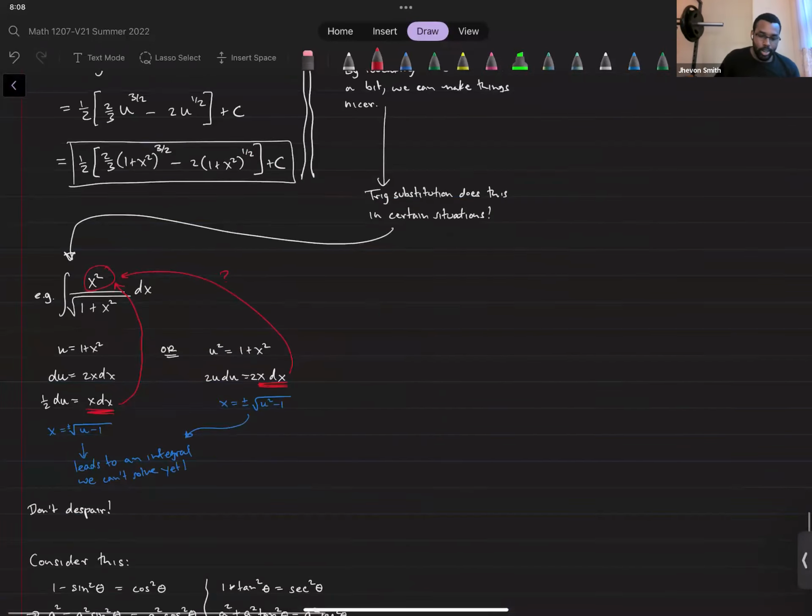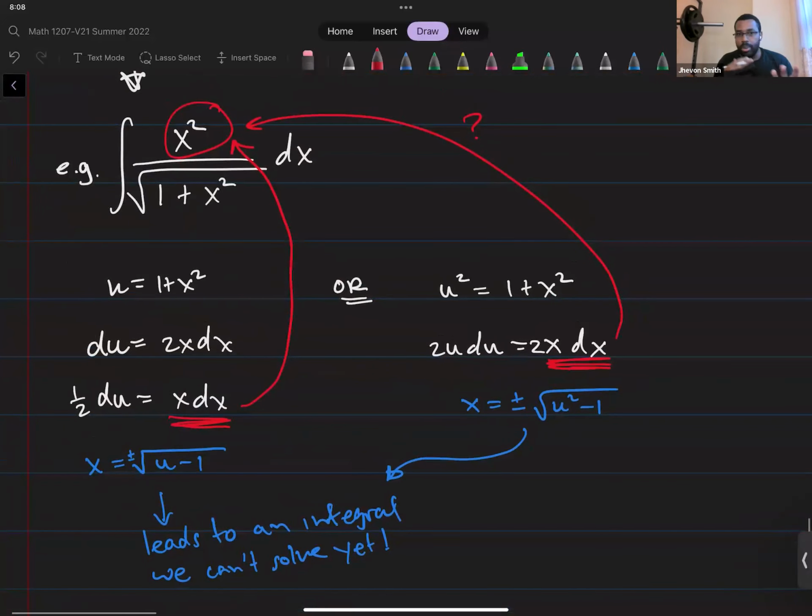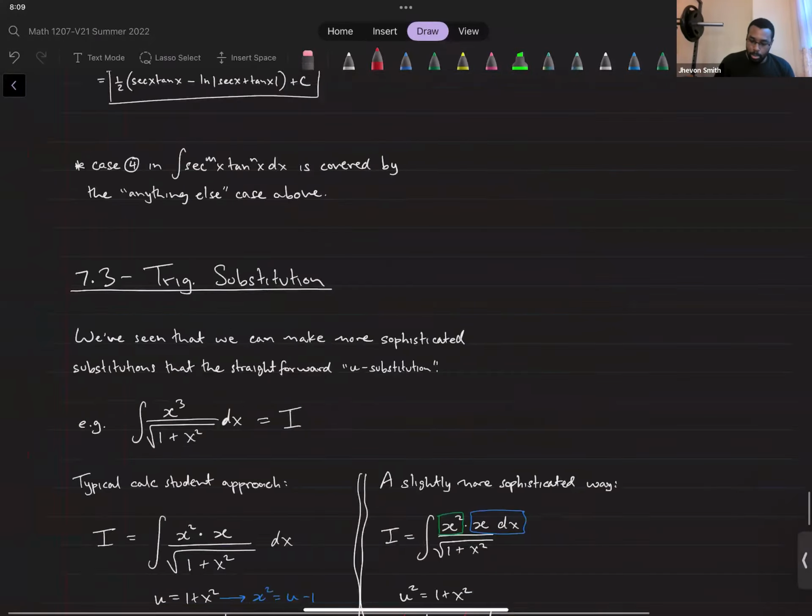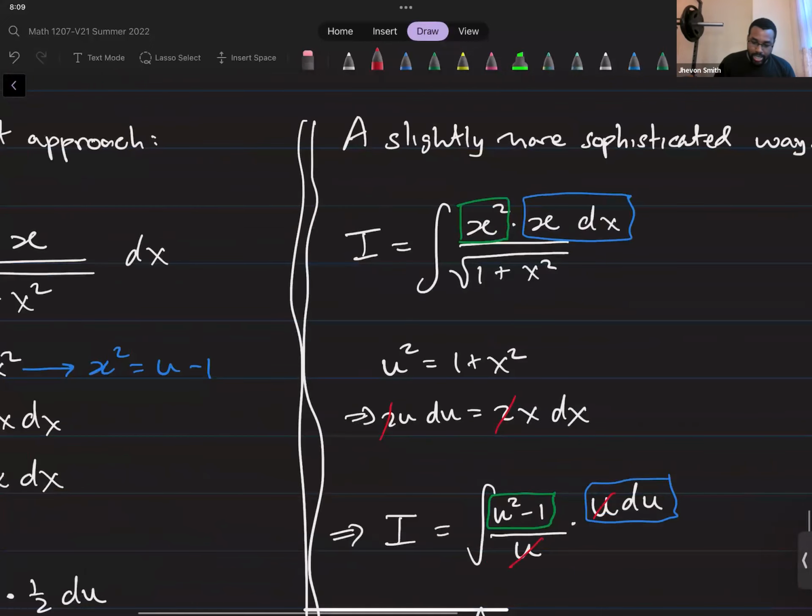So we have scenarios where it feels like a substitution can work and make things nicer, but the regular way we think about substitutions doesn't work. However, if we get a little bit more sophisticated than we're used to and start plugging in a function that's just more convenient, like here, plugging in a u squared instead of a u, plugging in a quadratic instead of a linear function was more convenient, you can actually put this method on steroids.